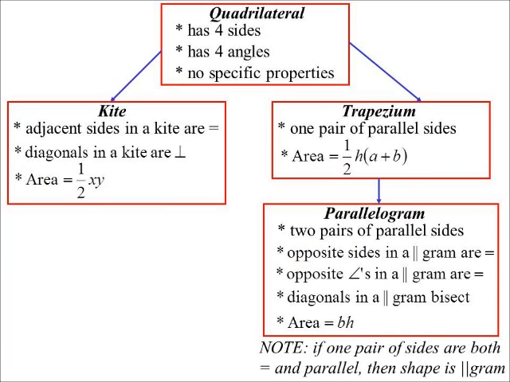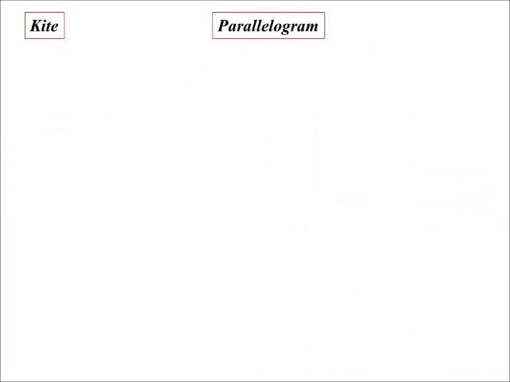Okay, if you want to prove a shape is a parallelogram, yes, you could prove any of these particular features. There's also an additional one. If you only know something about a pair of opposite sides, and you know they're both equal and parallel, then that's enough to say, yep, this shape is a parallelogram. All right, so kite, parallelogram.